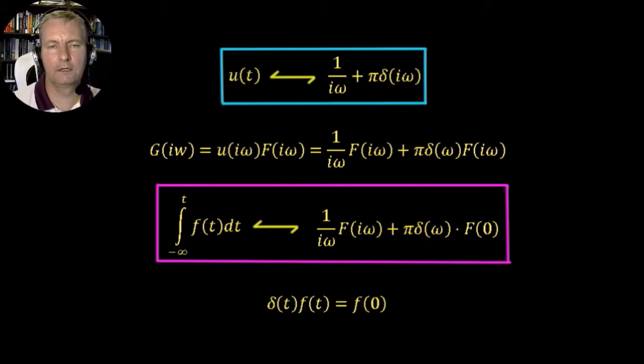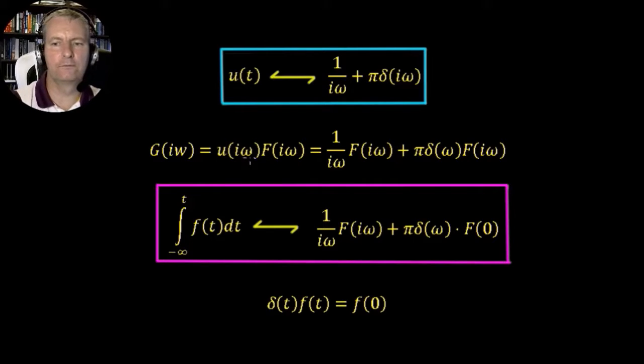Now we already know, because we've seen it in the previous video, that if you convolve two functions in the time domain, it's equivalent to multiplying them in the frequency domain. So our function f of t convolved with u of t in the frequency domain is equivalent to our F of i omega times U of i omega. We call this other function G of i omega, and that's our U of i omega times our F of i omega.